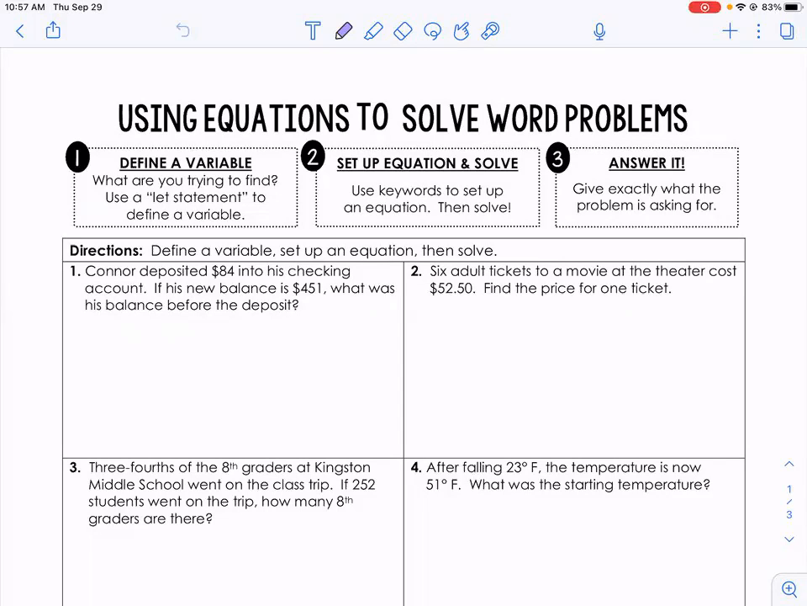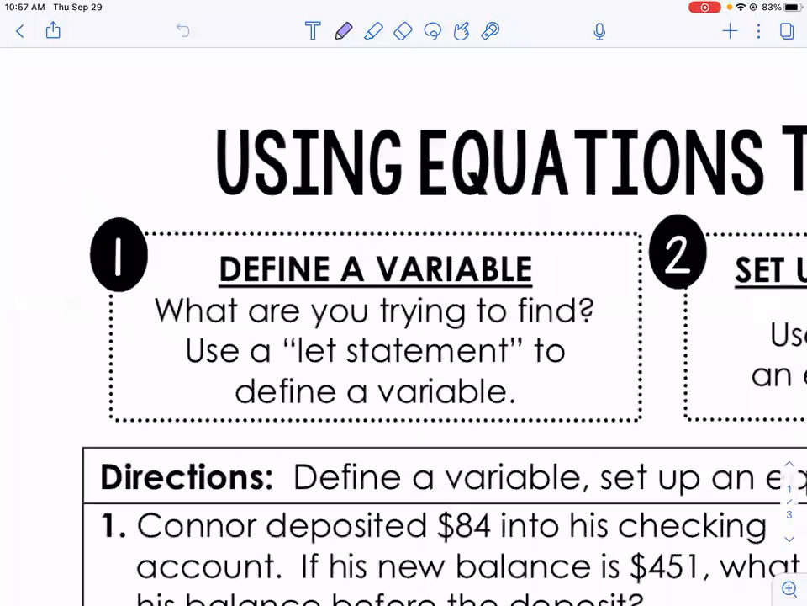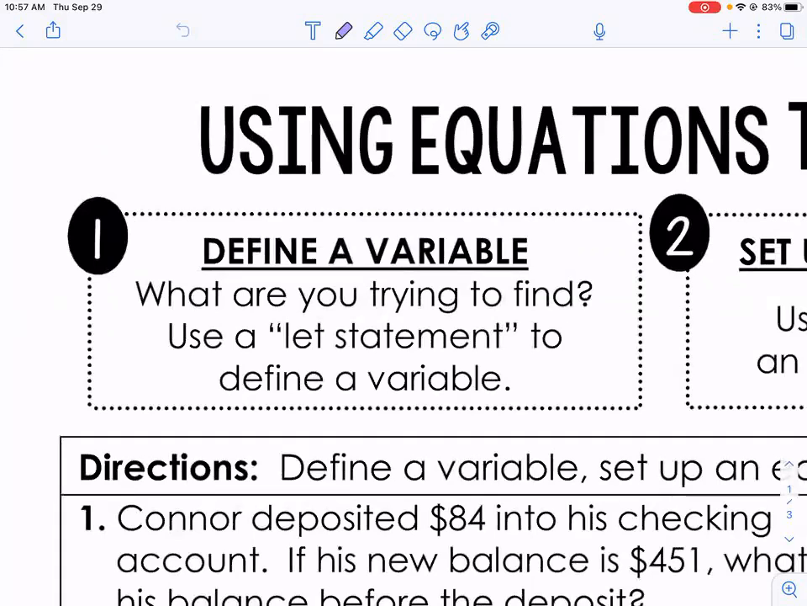So we're just going to start with some 1-step word problems today. Kind of ease into it. And tomorrow we'll look at ones that are more 2-step problems. Okay. So at the very top, I want you to look at the steps that we have. Okay.